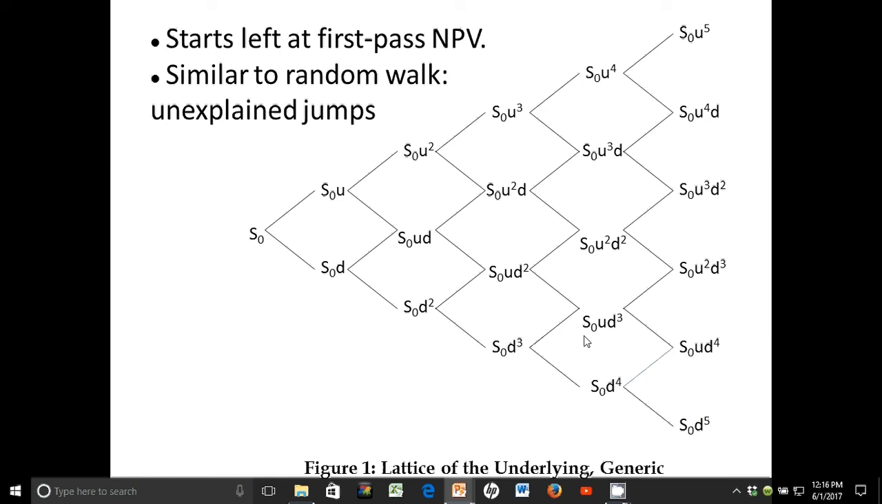Now we see the lattice of the underlying in generic form. It starts at the leftmost node, which is the NPV carried over from step 1. Our unexplained jumps in value are similar to random walk theory. We apply stochastic math to predict those jumps to produce a range of value over time.